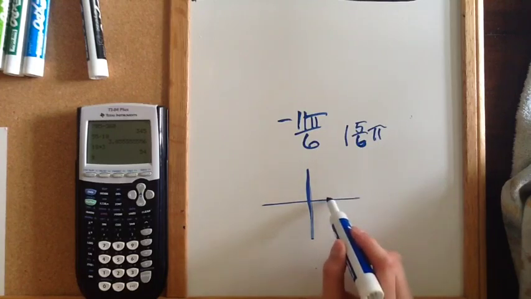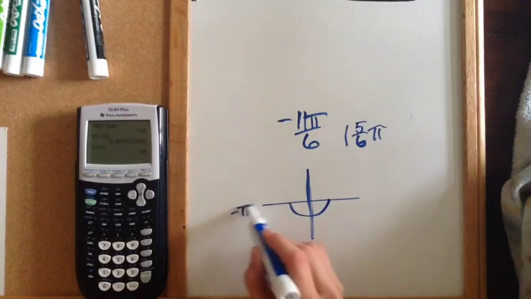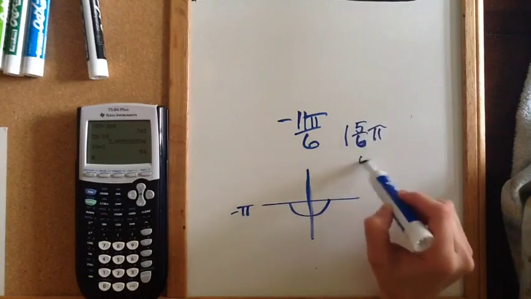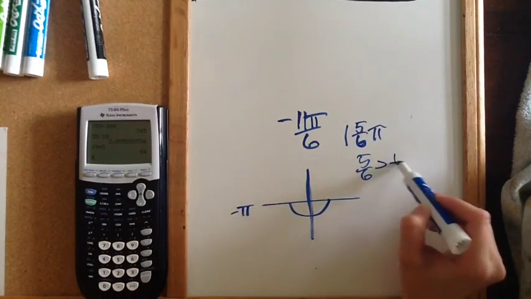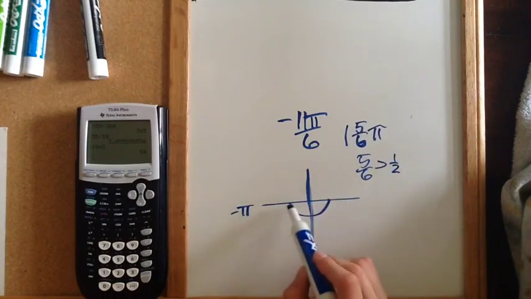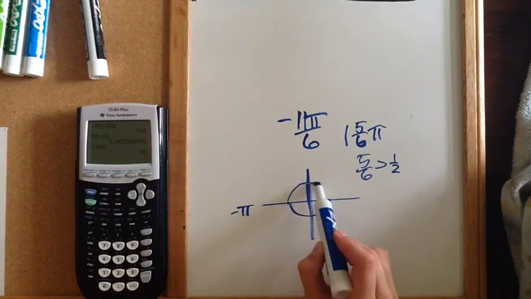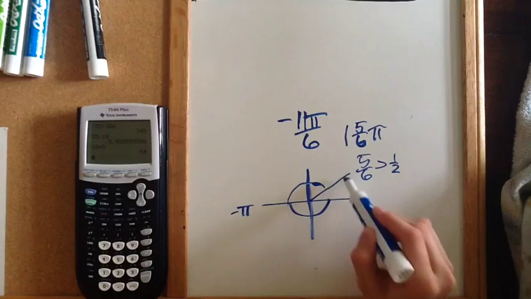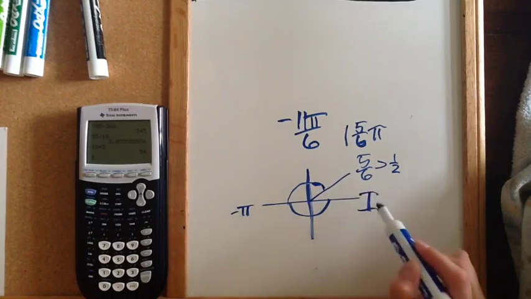So what I'm going to do, I'm going to go clockwise since it's negative. So this is negative pi. Notice 5 sixths is more than half. So I'm going to go more than 1.5, right? But it's going to be less than the full amount. So right about there. And I'm in quadrant 1.